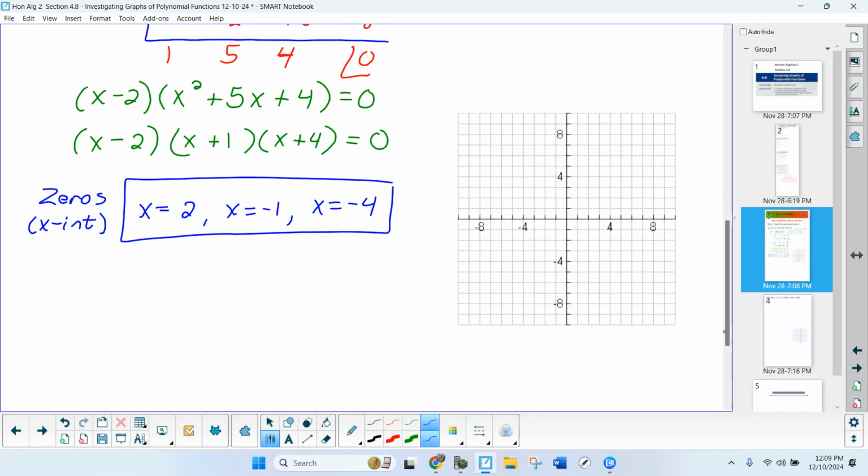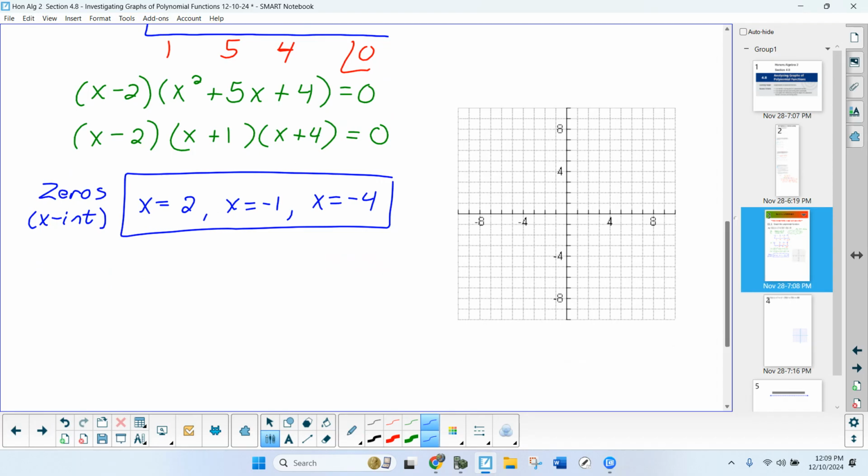So I'm going to come to my graph, and I'm going to put those on my graph. 2, -1, and -4. Talk to me about the end behavior. Is it even or odd? Odd. Positive or negative? Positive. So odd and positive, my ends go up and to the right. So like that, right?